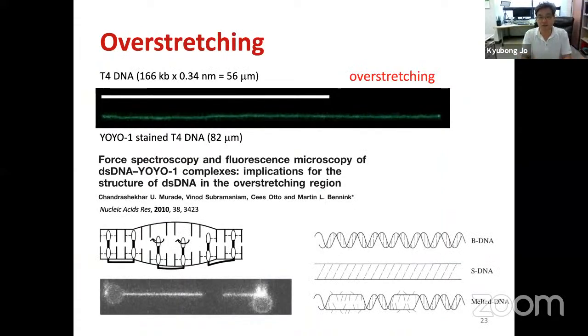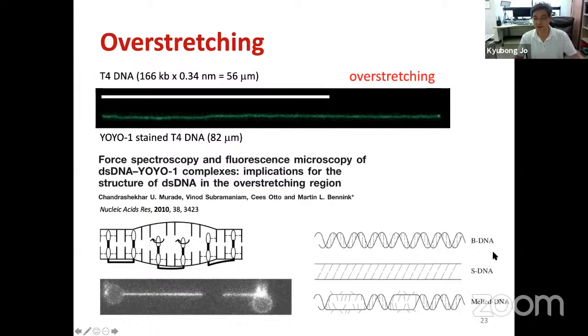The first problem is overstretching. This is a T4 DNA molecule. The size is like that, and from the crystallographic data, we can expect the expected length. However, the T4 DNA is much longer. That was analyzed very well in this NAR paper 10 years ago. In this case, the DNA molecule is melted like that. Look at that, this DNA is connected. However, there isn't any YOYO color because the DNA is melted, making single strands.